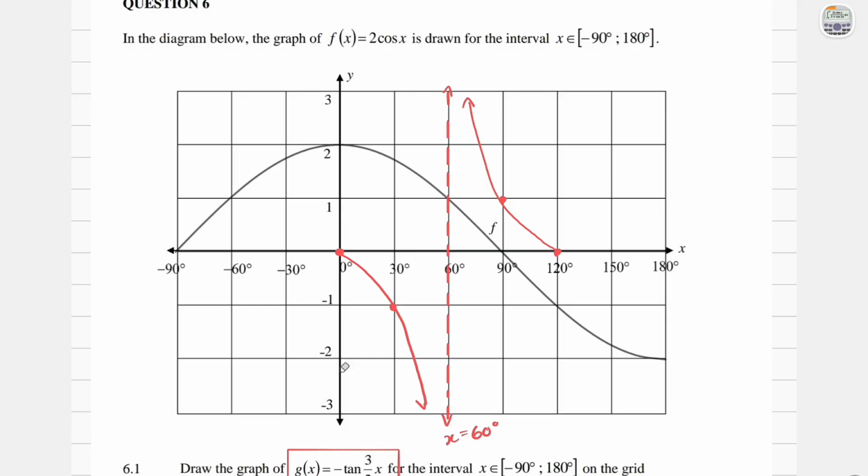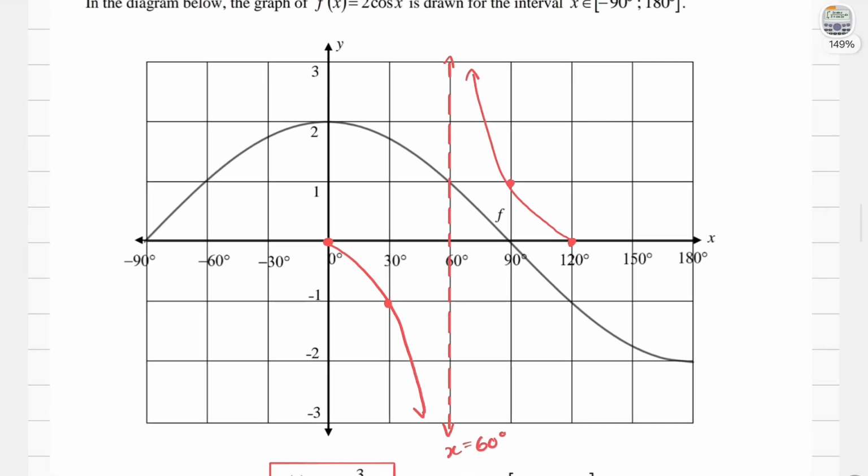And once you've got this part right, you can just draw the rest of the graph. This is a tan graph. It repeats itself every 180 degrees, but this has been manipulated so that it repeats itself every 120 degrees. So you're just going to repeat all these points again 120 degrees later. So this y value of 0 at 0 degrees will repeat itself 120 degrees later. That's where it repeats. This y value of -1 at 30 degrees will repeat itself 120 degrees later.